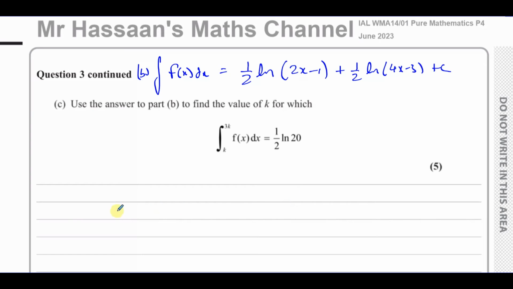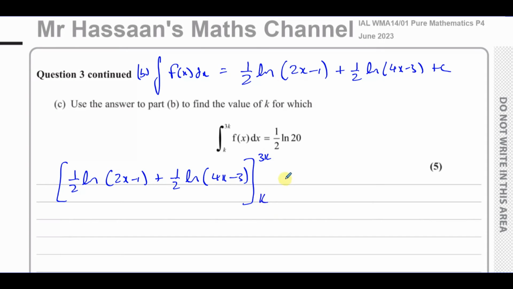So now what we can do is say this is the integral, and we don't need the plus c, so I'm going to write this as a half times the ln of 2x minus 1 plus a half times the ln of 4x minus 3. We don't need the plus c, but we need the square brackets. If I use the limits 3k and k, it's going to give me a half ln of 20.